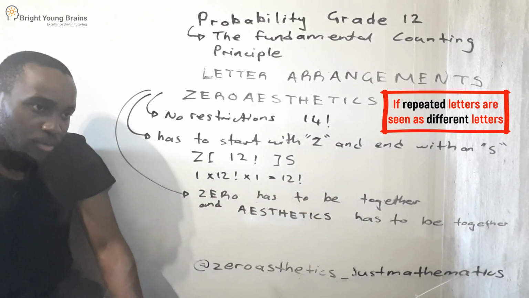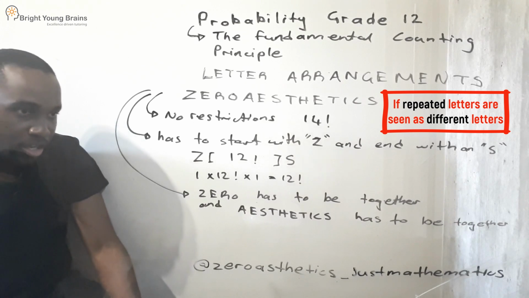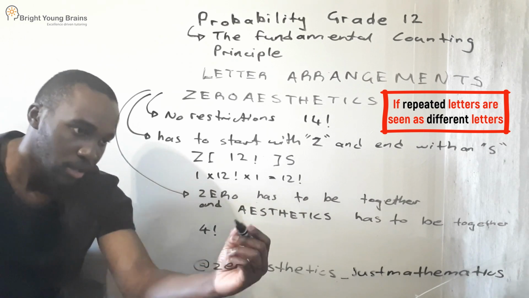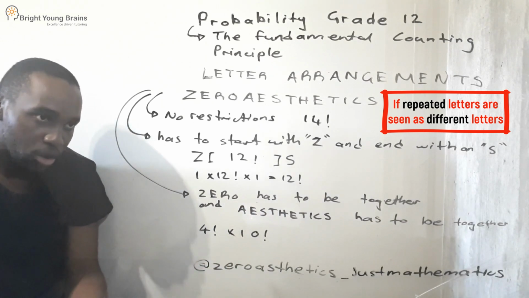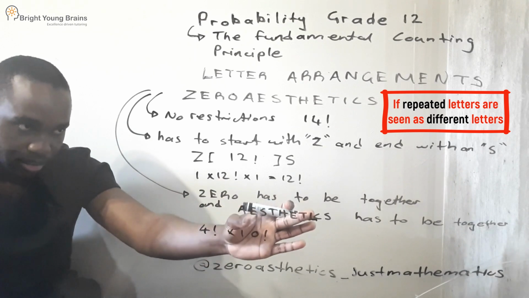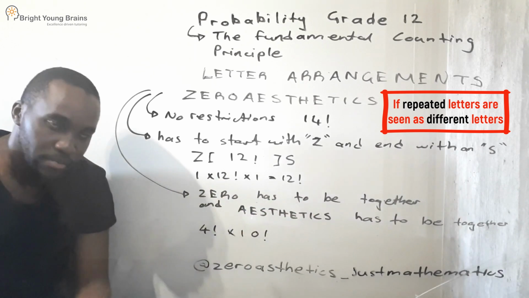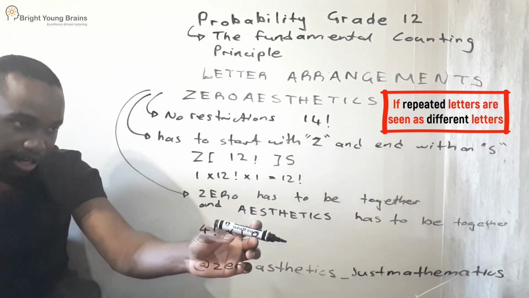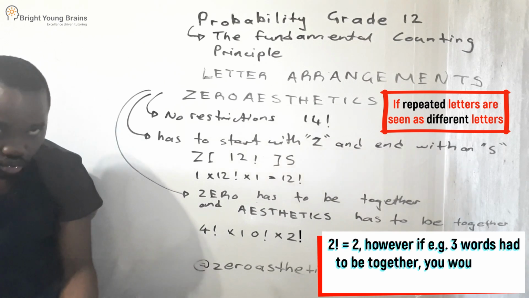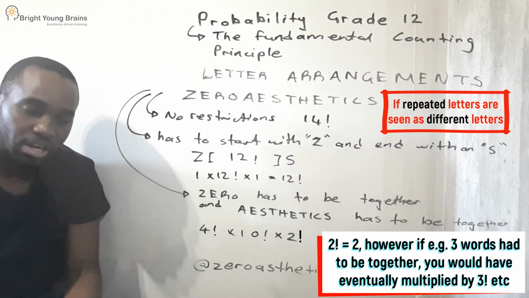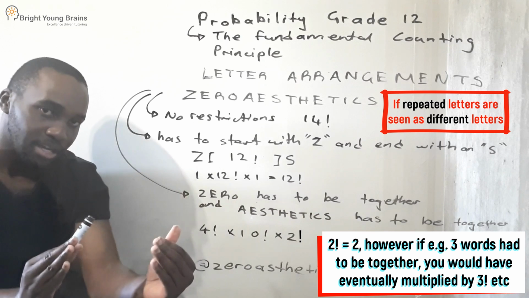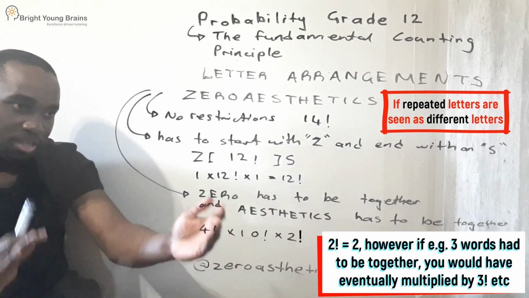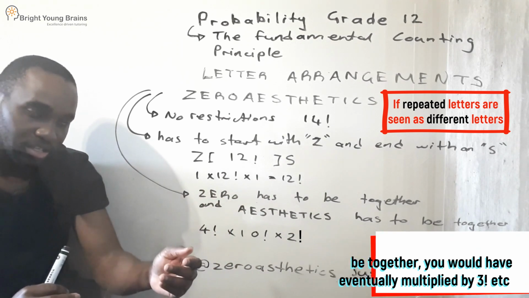So the one thing to take away from this kind of question is, firstly, zero has 4 letters. Aesthetics has 10 letters. Now, if zero has to be stuck together and aesthetics has to be stuck together, it means that the number of ways that your letters can be arranged is going to be 4 factorial times 10 factorial times 2, because there's obviously a scenario where the letters in aesthetics come first and then the letters in zero come after. And there's a scenario where the letters in zero come first and then the letters in aesthetics come after.